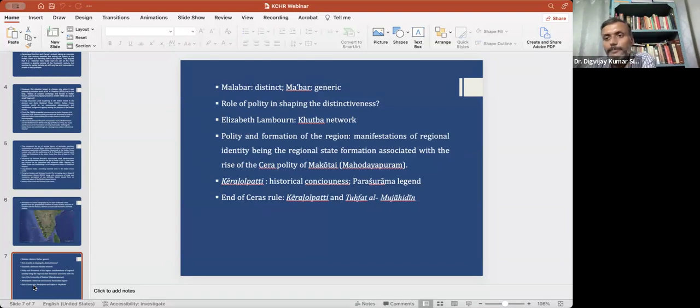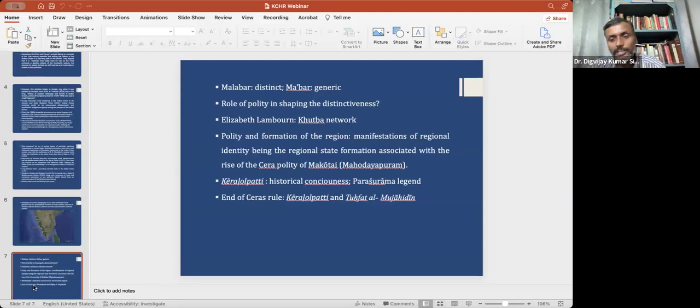So these are the factors. I'm not describing the story version in the Tuhfatul Mujahideen, assuming that most of us here are familiar with the slight change that we see there. But that narrative clearly brings in the question of the influence of the sea in this entire development, which is also narrated in the Keralolpatti, that is the end of the Chera rule.